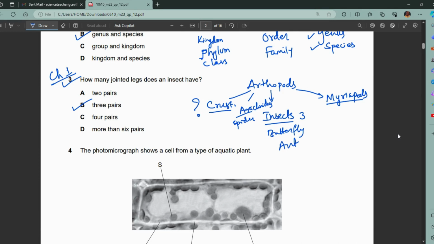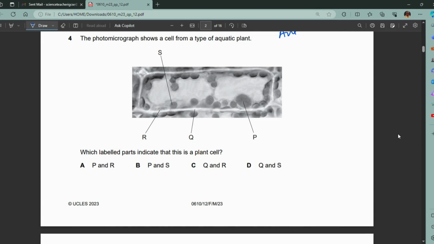Okay, so let's see the next question. Now, this is about an aquatic plant. They have mentioned that it is an aquatic plant. It's a plant cell, and what is important for a plant cell? A plant cell has a cell wall. This is a very important part. And the next one is chloroplast. Any plant cell has a cell wall and chloroplast. That means it's a plant cell. Animal cells do not have these. They lack cell wall and chloroplast.